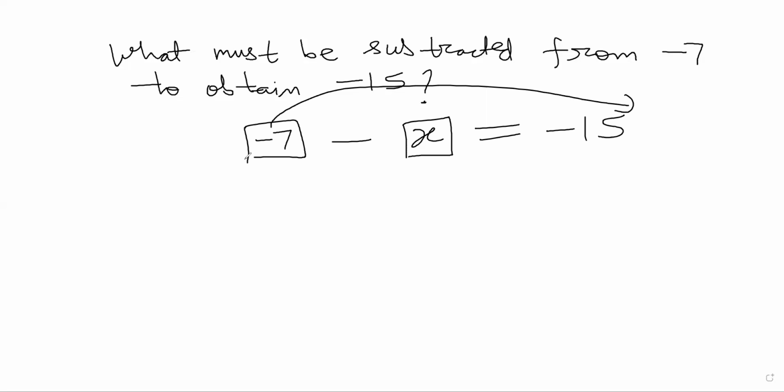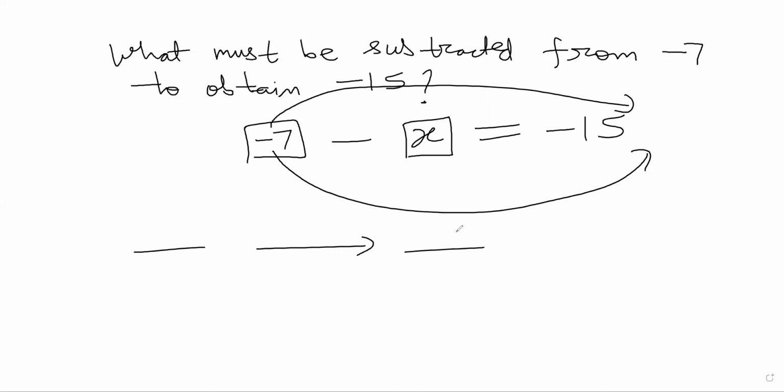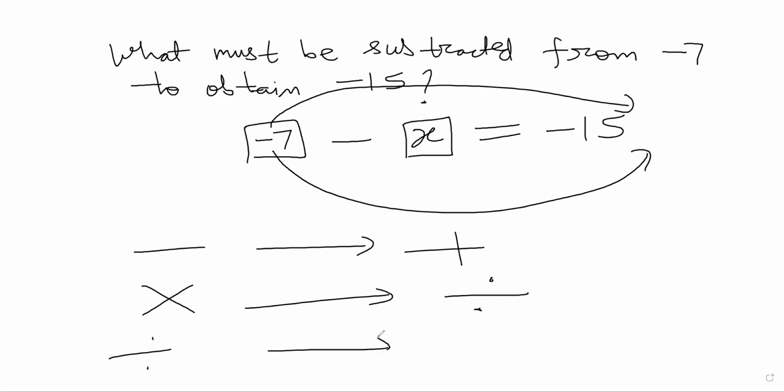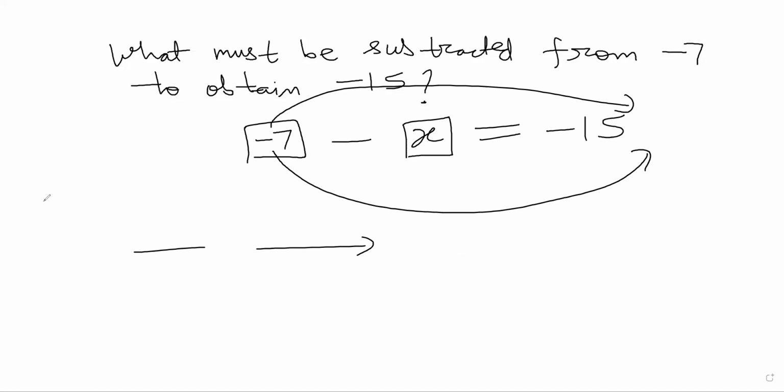Whatever is there other than X, if it goes to the other side, its sign just changes to its opposite. Minus comes out to be plus. If it is multiplication, it shifts and becomes divide. If it is divide, it becomes multiplication. If it is plus, then by going to the right side, it will become minus. Plus will become minus, minus will become plus. Multiplication changes to division, division changes to multiplication. So is that understood now? Yes, sir. Okay, try again.